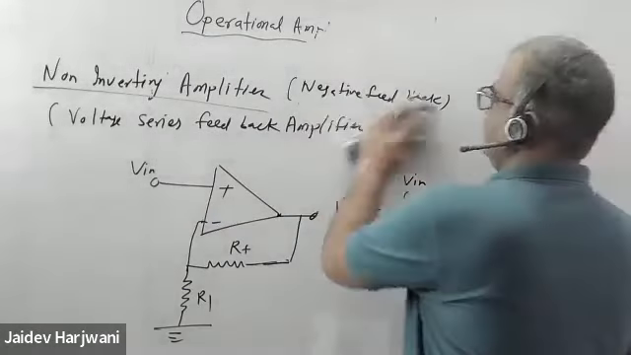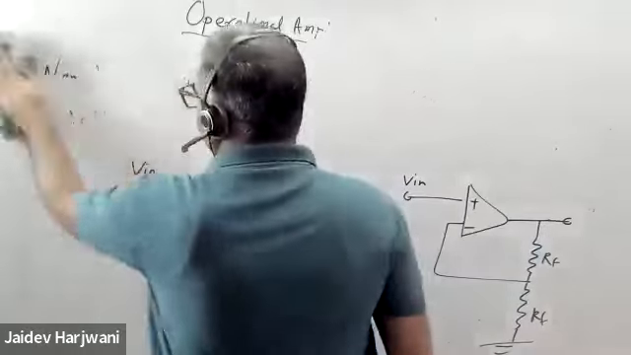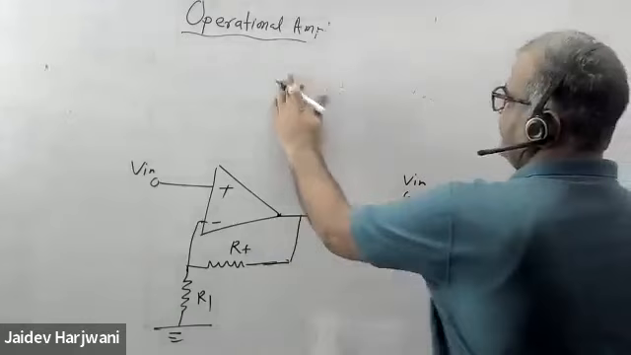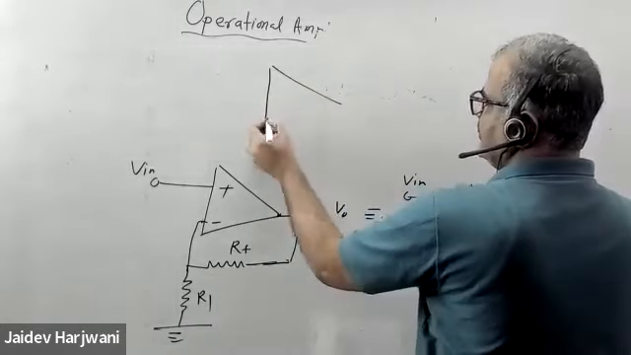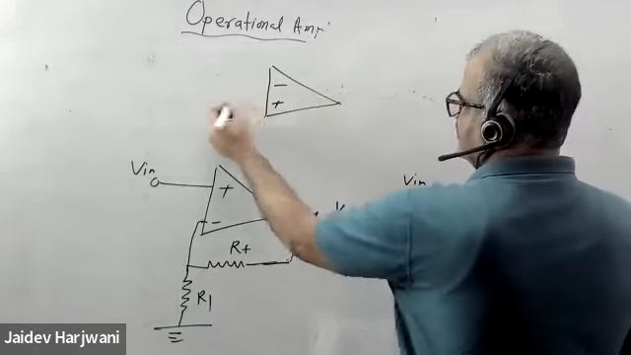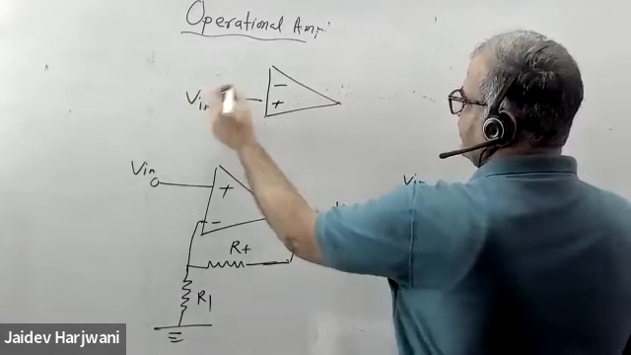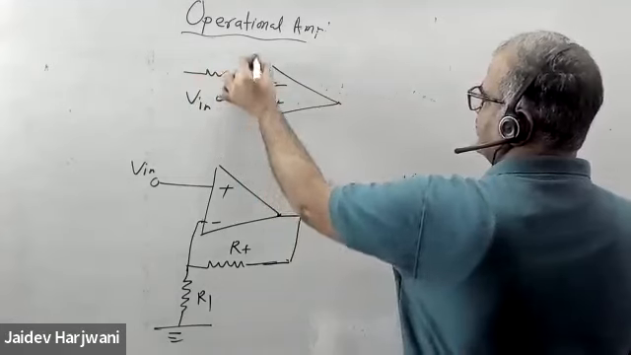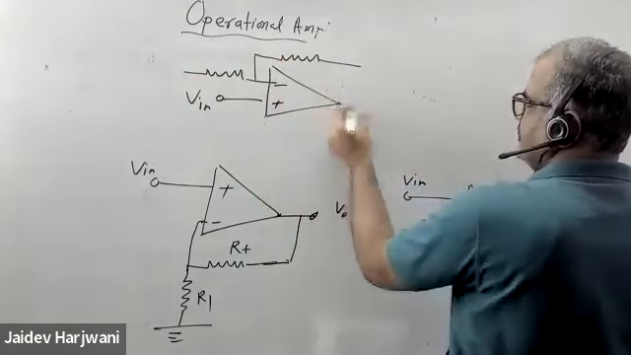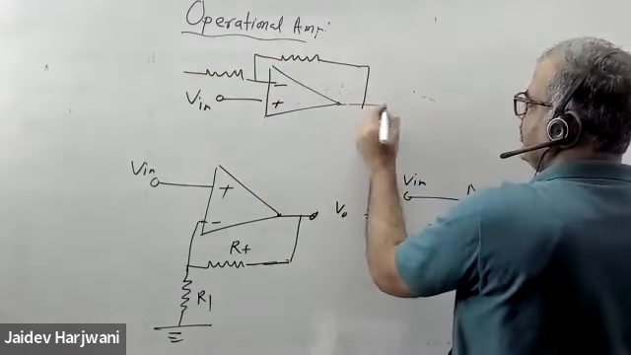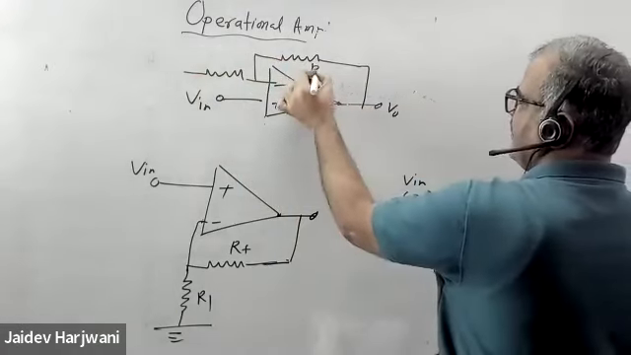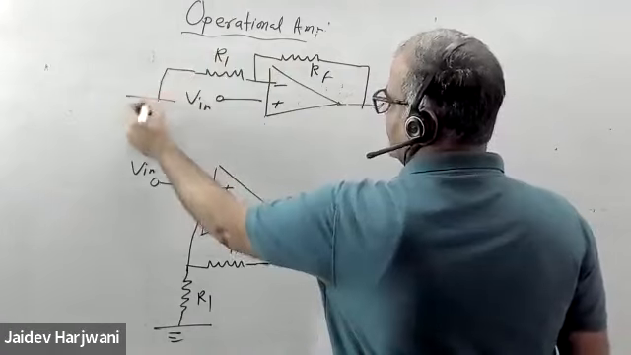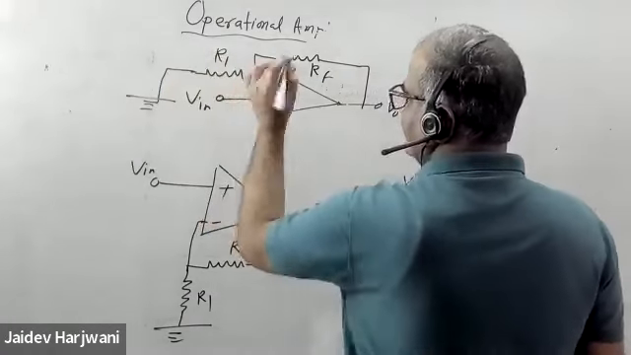Generally, the conventional way of drawing the same circuit is like this. Here minus, plus. You apply V input to the positive terminal, and RF comes from the output, which is your V naught. You have RF here and R1 here, and this R1 is grounded. So the inverting terminal is grounded.